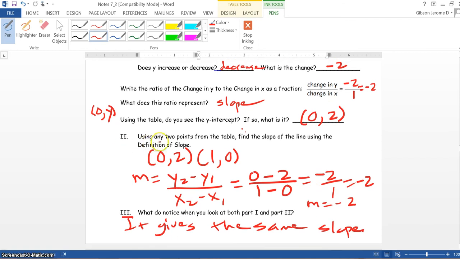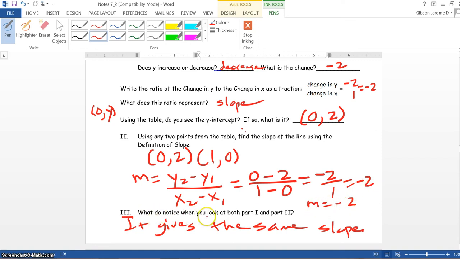It says, using any 2 points from the table, find the slope of the line using the definition of slope. I use these 2 points from the table, (0, 2) and (1, 0), and we use the slope formula. And we substitute in the values. We know y sub 2 means the y value in the second ordered pair. y sub 1 is the y value in the first ordered pair. x sub 2 is the x value in the second ordered pair. And x sub 1 is the x value in the first ordered pair. And we subtract. We get negative 2 over 1, which is negative 2. So our slope is negative 2.